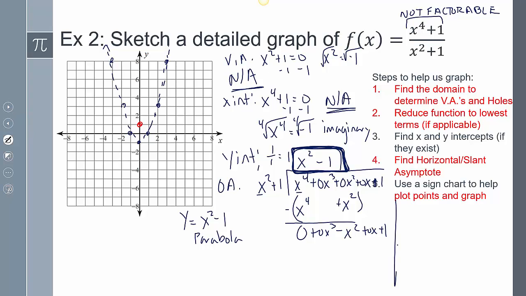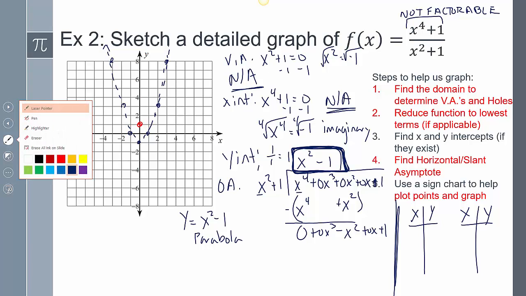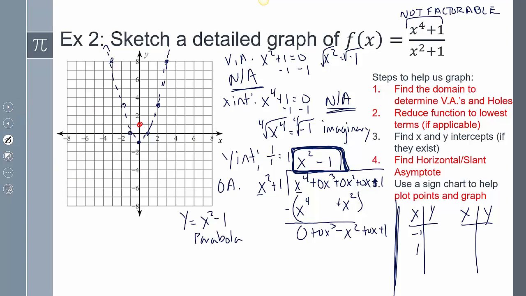So plotting points, I can create my XY table. So I can plug in values. It seems like I have this 0 here, but maybe if I find what's happening at 1 and at -1, maybe those are values that I can plug in. Well, if I plug in -1 and +1 into here, -1 to the 4th is 1, -1 squared is 1. So I just get 2 over 2, which is 1. Now the same thing will happen with the +1.